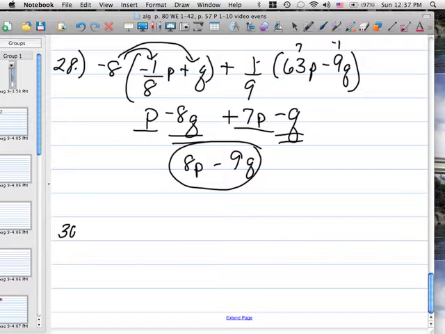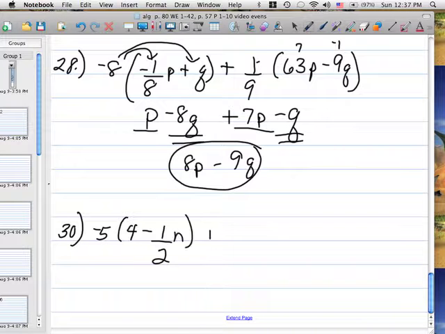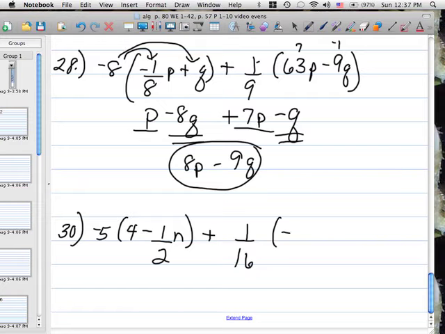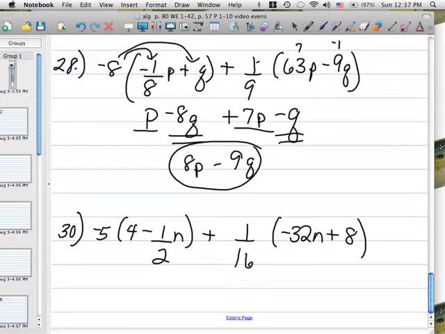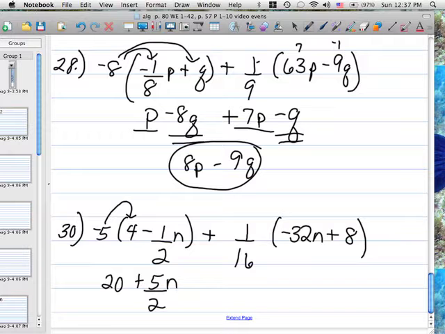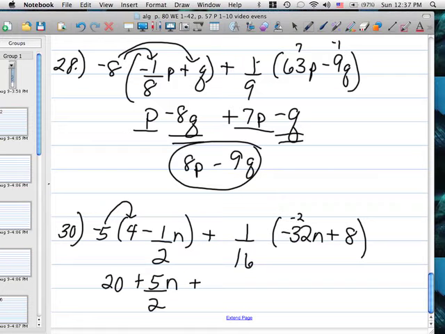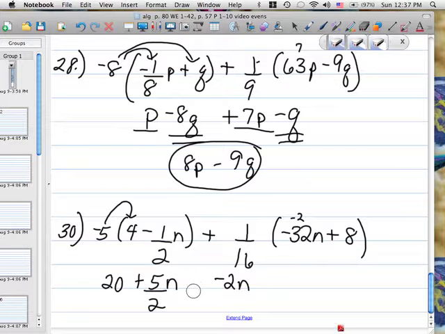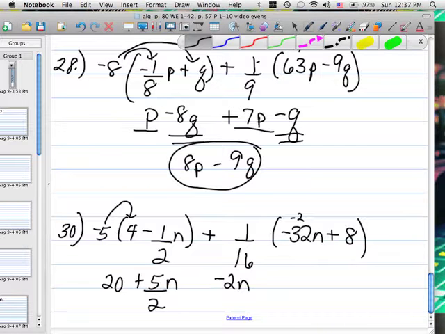And problem number 30, negative 5 times the quantity 4 minus 1/2 N plus 1/16 times the quantity negative 32N plus 8. Negative 5 times 4 is 20. A negative 5 times a negative 1/2 is positive 5/2 N. 16 goes into negative 32, negative 2. So that's going to be negative 2N. And 8 over 16 is plus 1/2.